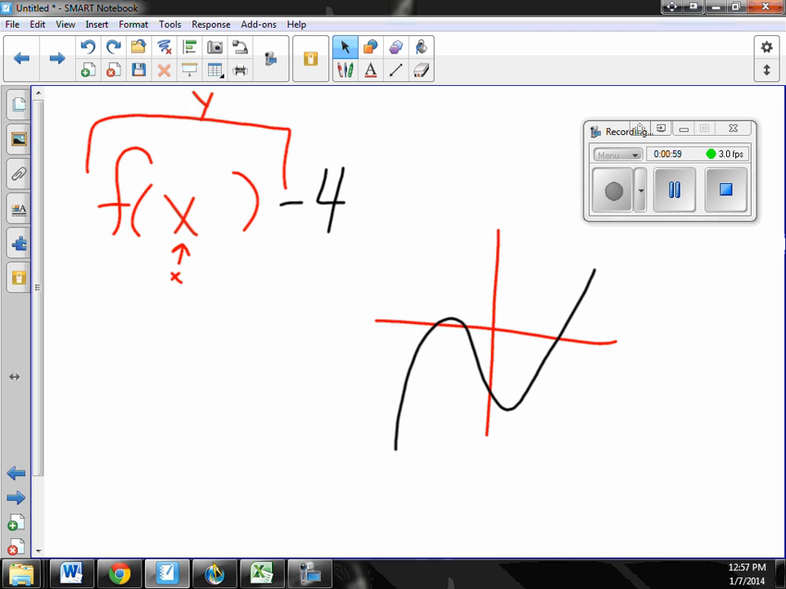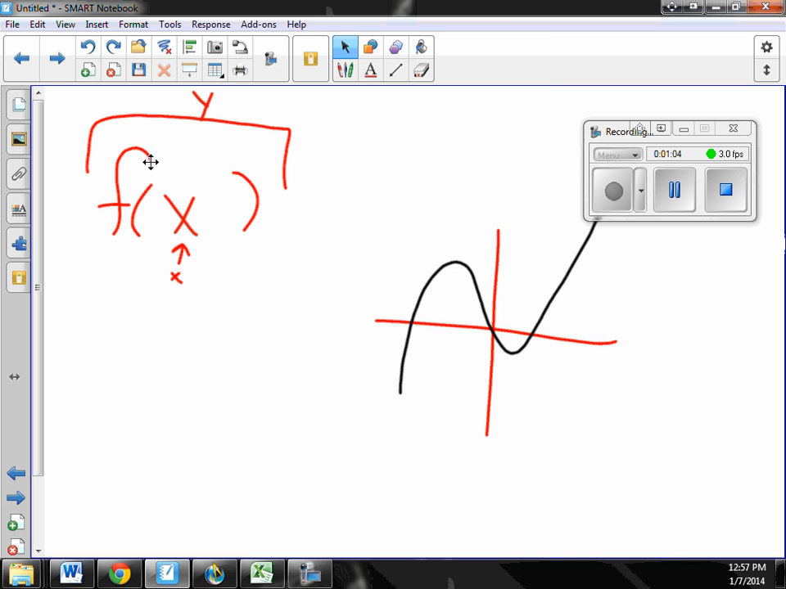Okay? Now, how would I move the graph to the right? The left and right shift is opposite from what you think because the shift happens before you plug the numbers in. So if I were to do x minus 1 inside the parentheses, that's going to take all of the input values and subtract 1 from them, which will have the effect of moving the graph to the right.